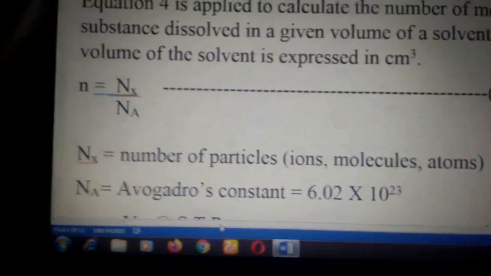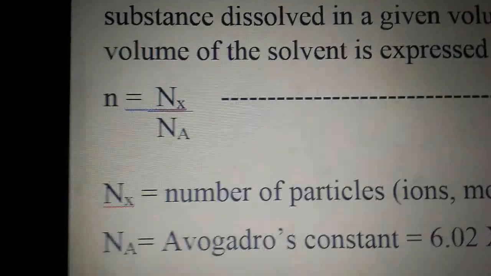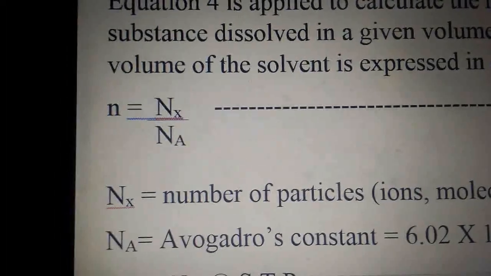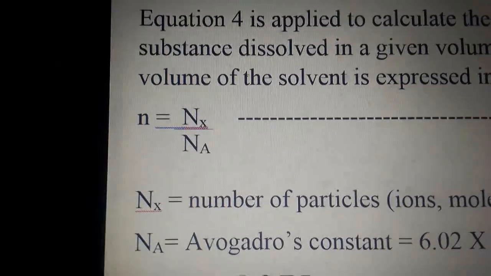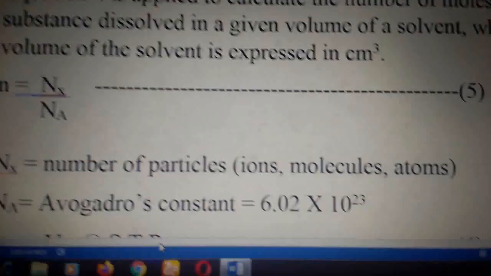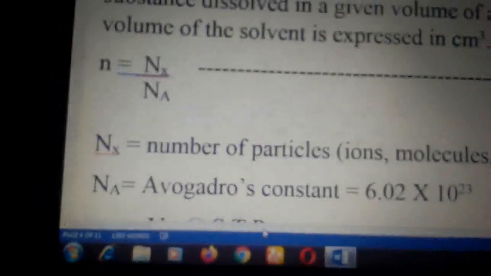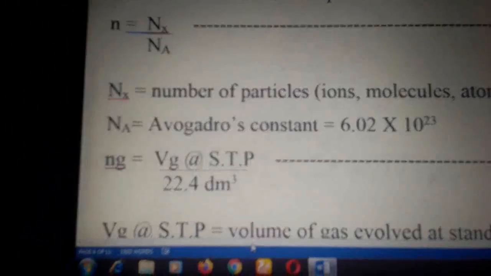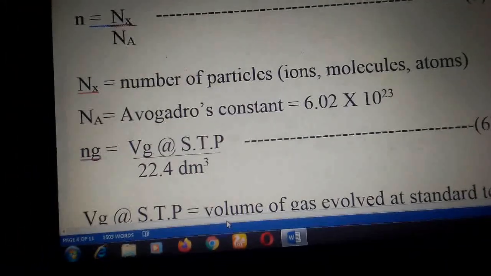Equation 5 connects number of moles with number of particles. Small n is number of moles, while N subscript s is the number of particles that make up a mole. What are those particles? We mentioned them before. Those particles will be atoms, electrons, molecules, or ions. While NA stands for Avogadro's constant, which is 6.02 times 10 to the power 23 particles.